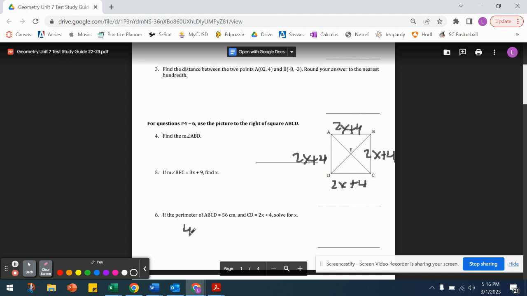Okay, so you could have done 4 times 2x plus 4 is going to equal 56. Or you could have taken 56 and divided by 4 and set that equal to 2x plus 4. It doesn't really matter which way you take, though. But we're going to get an 8x plus a 16 equals a 56. And then if we take 56 minus 16 and then divide by 8, that's going to give us x equals 10.